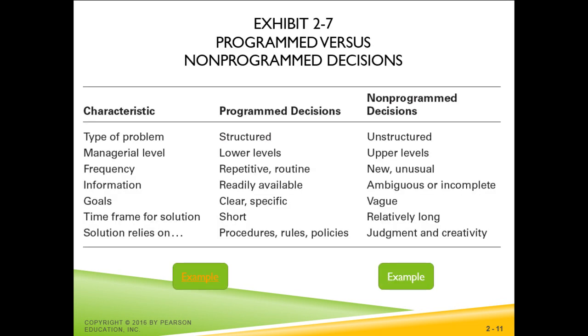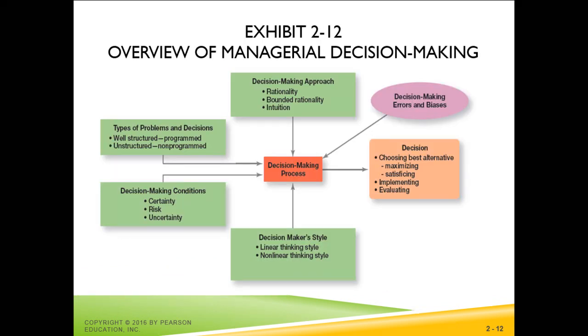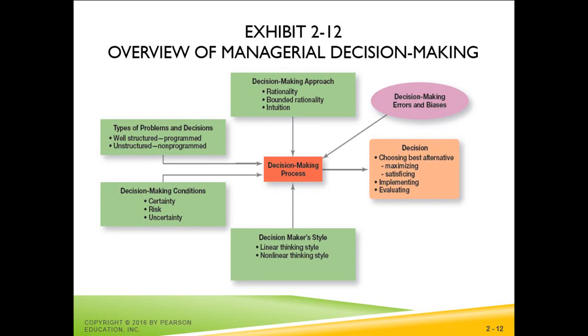Exhibit 2.7 describes the difference between program and non-program decisions. Lower-level managers mostly rely on program decisions because they confront familiar and repetitive problems and tasks. As managers move up the organization, the problems they confront become much more unstructured and much more complex. Exhibit 2.12 provides an overview of managerial decision-making.